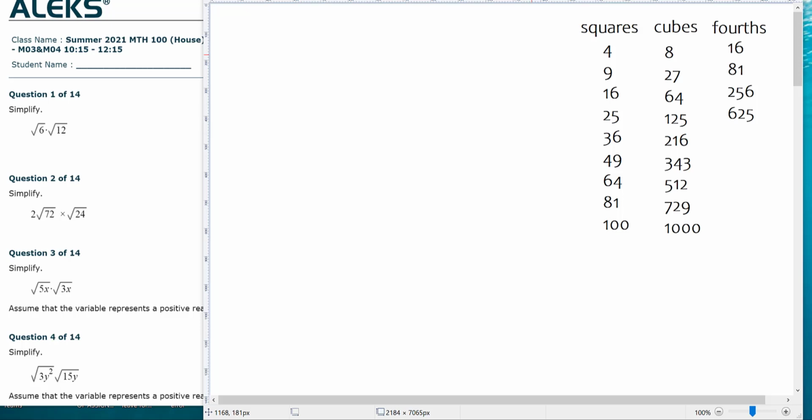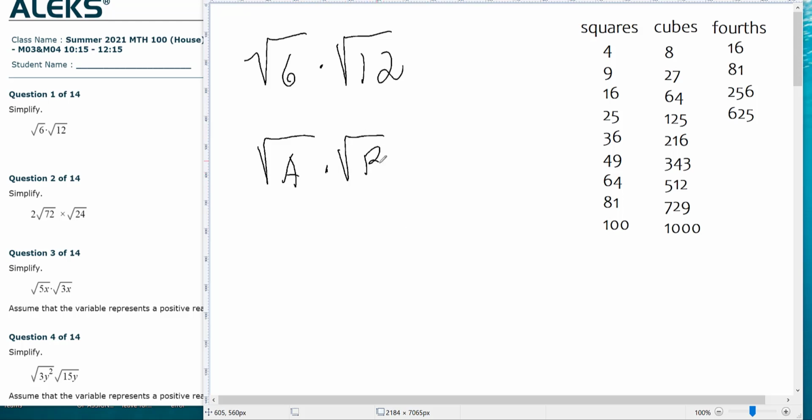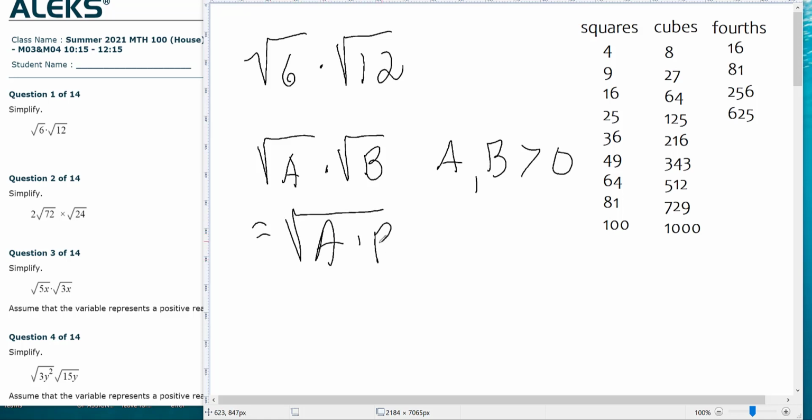Lesson 18. In this lesson, we're going to multiply and divide radicals. So number 1, the square root of 6 times the square root of 12. Now, neither one of these radicands contains a square factor. So we're going to use the rule for multiplication, which says when you multiply the square root of any number a times the square root of any number b, where a and b are both positive, so you're dealing with real numbers, this is equal to the square root of their product, a times b.